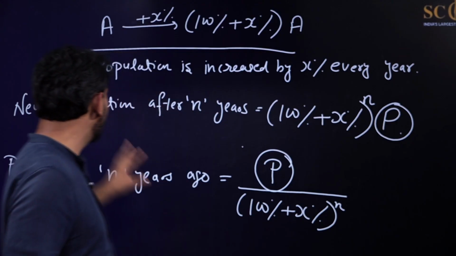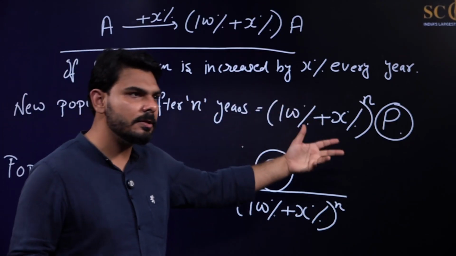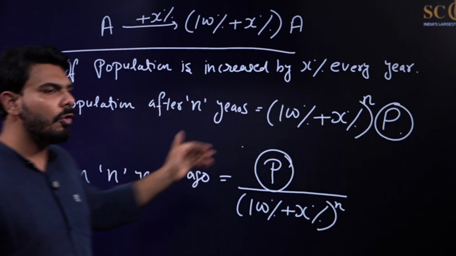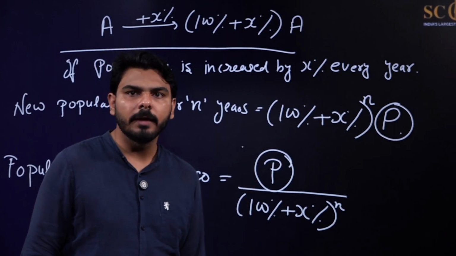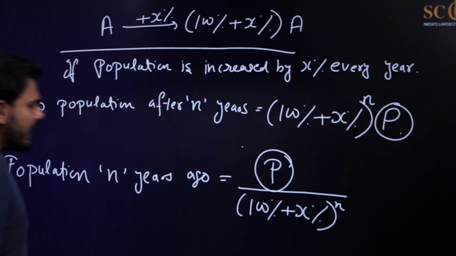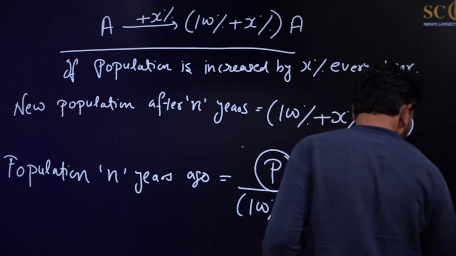So the new population after n years is this. Population n years ago was this. I hope this much is clear. Now based on it, let us do some questions.